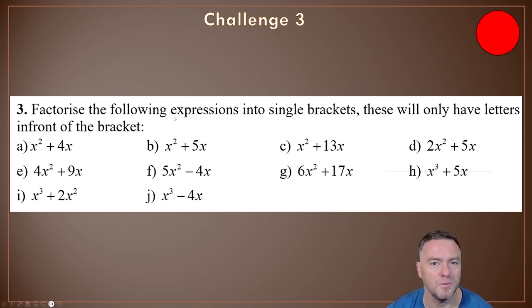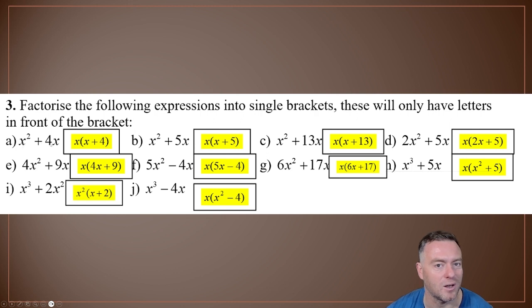Awesome. So hopefully you picked up the first one: x is the highest common factor between x squared and 4x. So we take an x out the front, and we've got x bracket x plus 4. X is again the same highest common factor, so you got x bracket x plus 5. X is the highest common factor again, so we got x bracket x plus 13. X again, so we got x bracket 2x plus 5. X again, so hopefully you've picked up the pattern that x is pretty much the highest common factor each time with all of these. And then you've got x bracket 4x plus 9. Then x again, then we've got 5x minus 4. X again, 6x plus 17.